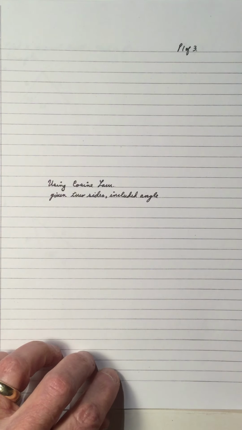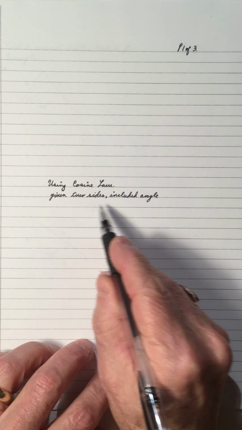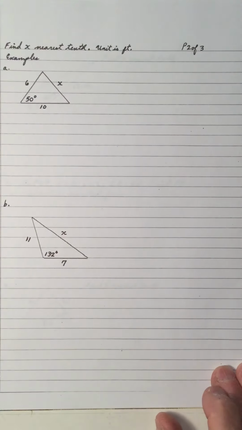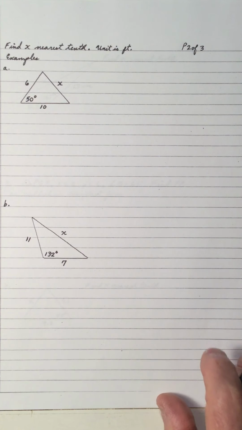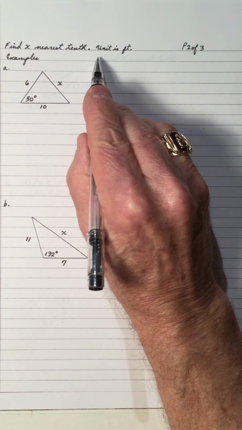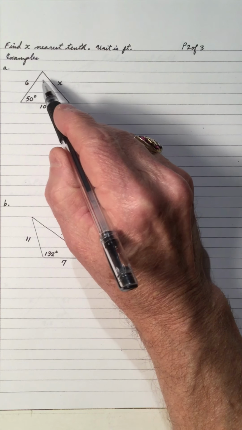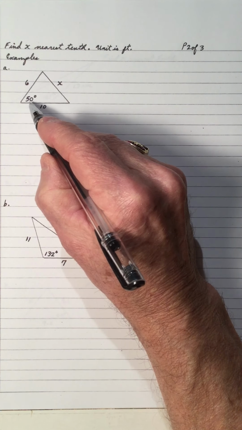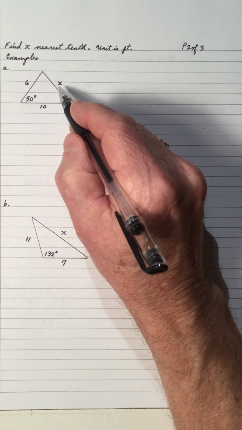Hi, welcome to my video on using the cosine law, given two sides and an included angle. Find x to the nearest tenth. The unit is feet. We have a triangle with sides of 6 and 10, and we have an angle of 50 degrees, and we want to find x.